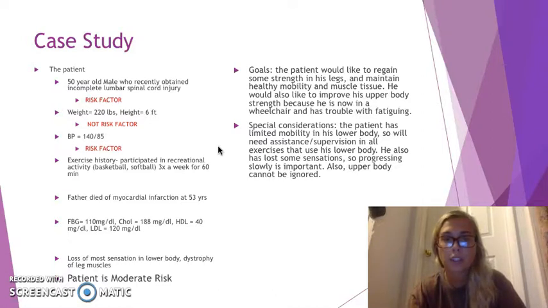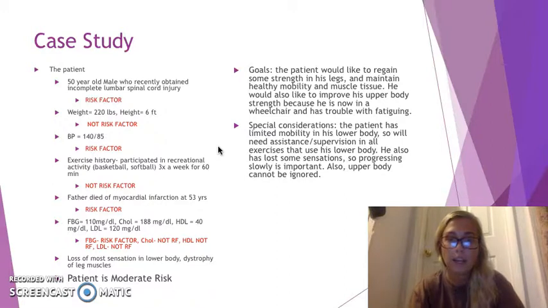His blood pressure, technically his systolic blood pressure is a risk factor because it's 140. His exercise history, he participates at least 3 times a week for 60 minutes a day, so that's not a risk factor. His father died before the age of 55 of a heart condition, so that is a risk factor for him. And looks like the only risk factor with those numbers is his fasting blood glucose. So he has 4 risk factors, and the patient is at moderate risk.